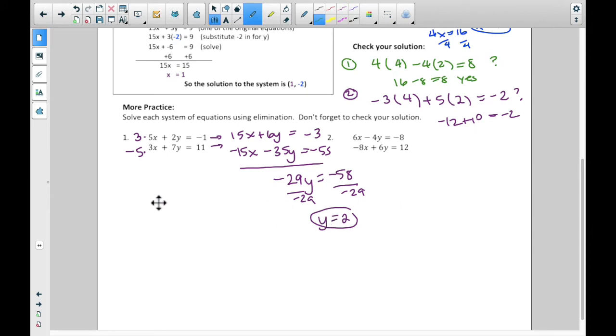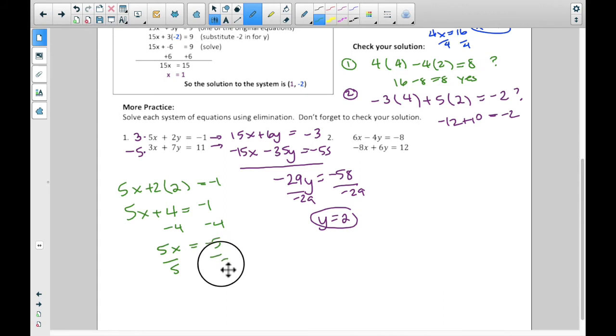We need the x. We can use either the top or the bottom. I'm just going to use the top. So 5x plus 2 times 2 is equal to negative 1. So that's 5x plus 4 is equal to negative 1. I'm going to subtract 4 from both sides. I get 5x equals negative 5. I'm almost done. I have to solve for x, so I have to divide by 5, and I get negative 1. So my answer should be negative 1, 2.